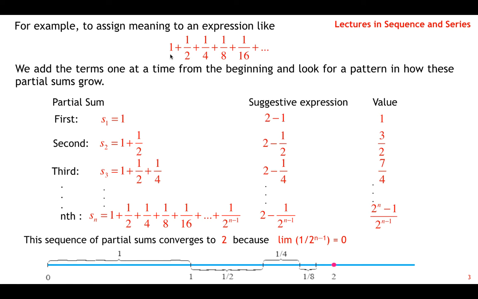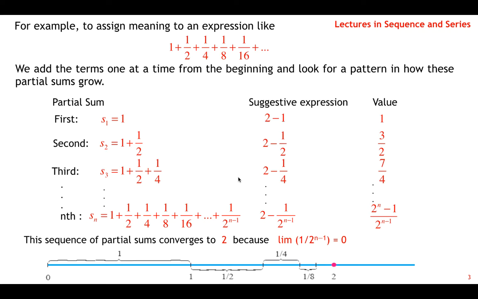Graphically, the first number is 1, then half, then 1 by 4, 1 by 8, plus 1 by 16, and so on. So you can see that 1 distance, then half, then 1 by 4, then 1 by 8, then next will be 1 by 16, then 1 by 32, then 1 by 64. So the sum of all is getting closer and closer to 2. But it will never cross 2, so this infinite sum will be 2.